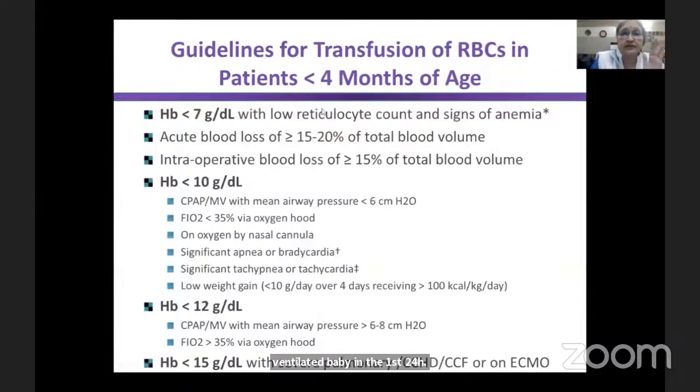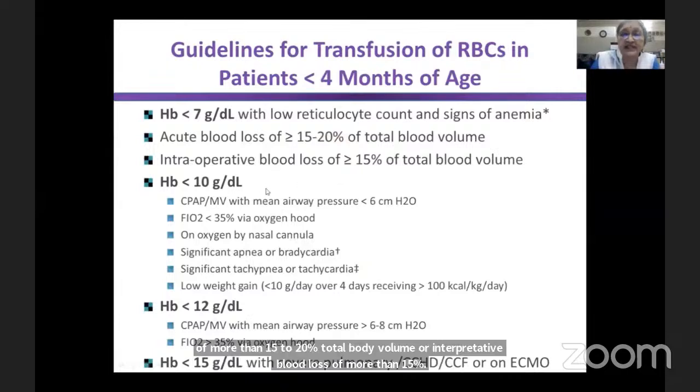Okay. Now coming to children less than 4 months of age. Whenever there is a hemoglobin less than 7 gram% with low retic count and signs of anemia, or if there's acute blood loss of more than 15 to 20% total body volume, or intraoperative blood loss of more than 15%, then we need to replace with the blood.